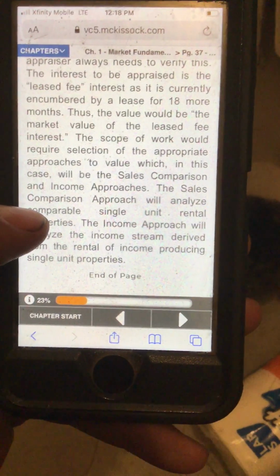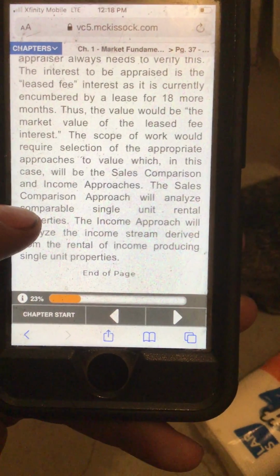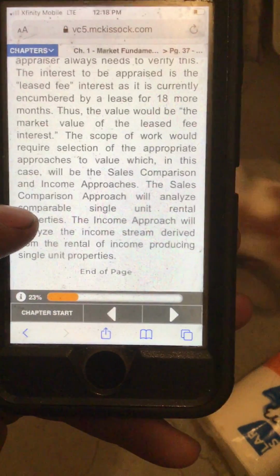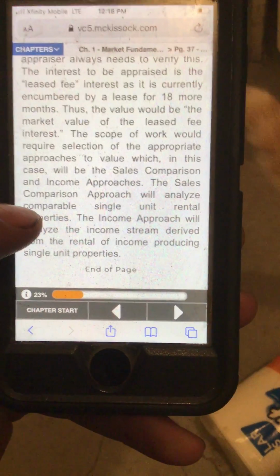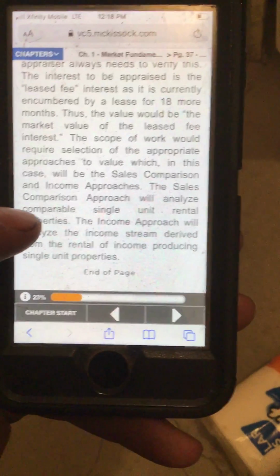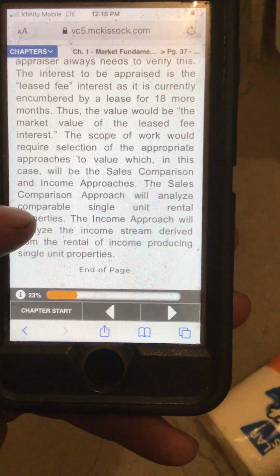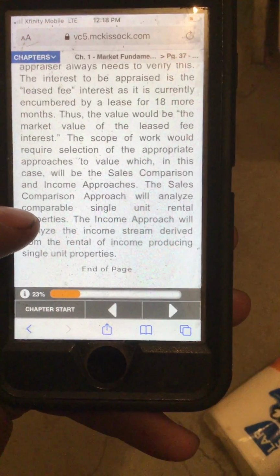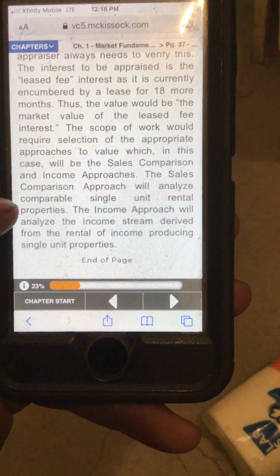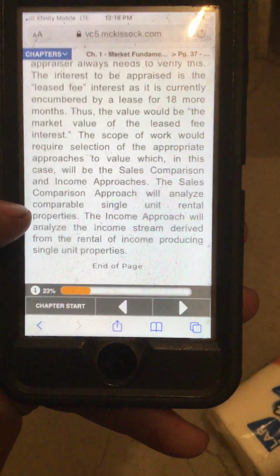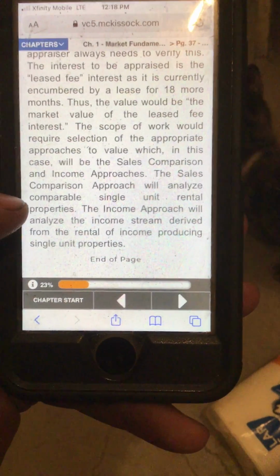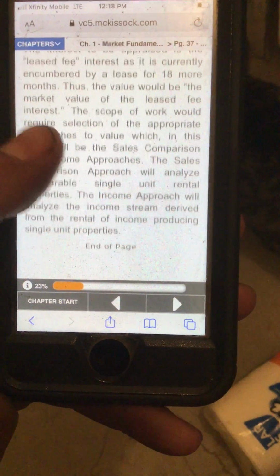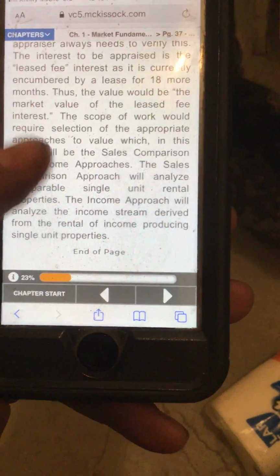The scope of work would require selection of the appropriate approaches to value, which in this case will be the sales comparison and income approaches. The sales comparison approach will analyze comparable single unit rental properties. The income approach will analyze the income stream derived from the rental of income producing single unit properties. End of page.